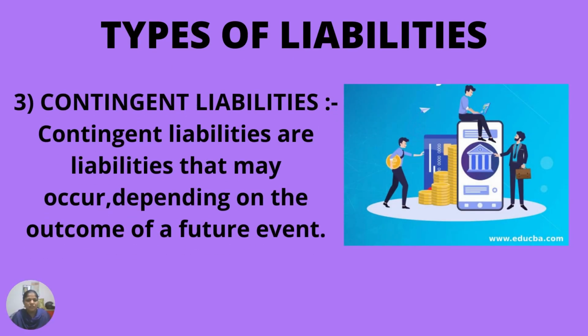Then the third one is contingent liability. What is a contingent liability? Contingent liabilities are liabilities that may occur depending on the outcome of a future event. It is an outcome. In our business, the important thing is we invest the money, we take a loan from others, but we earn the profit from our business. It is our outcome from the future, and it is very necessary for the business. So contingent liability is also included in the liabilities, and in the balance sheet, contingent liability does not show in the transactions.